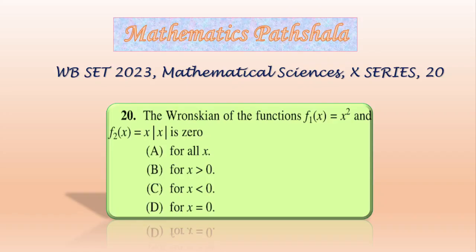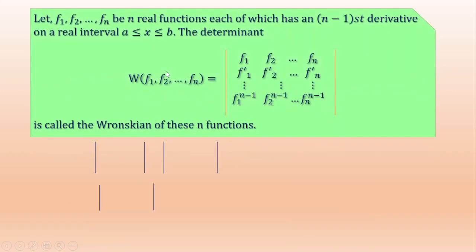Now let's do another problem of ordinary differential equations. It is question number 20 from the question booklet. Here the problem is the Wronskian of the functions f1(x) is equal to x square and f2(x) is equal to x mod x is 0 for all x, or option C for x greater than 0, for x less than 0, and the last option for x equal to 0. So let's see what is the Wronskian of the functions.